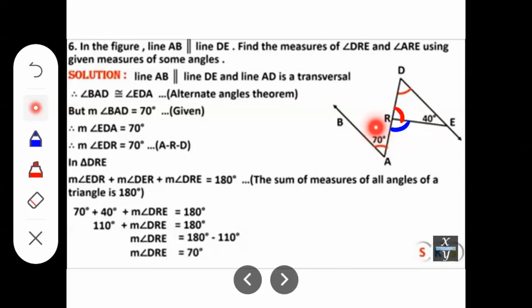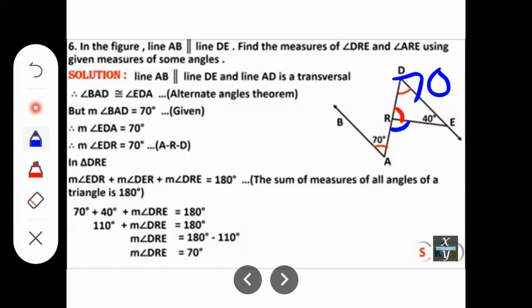So we know the property that alternate angles are congruent to each other. When the given lines are parallel along with their transversal, the formed alternate angles are congruent to each other. Okay, so if angle A will be 70 degree, that D will be also 70 degree. Okay, so that D will be 70 degree.